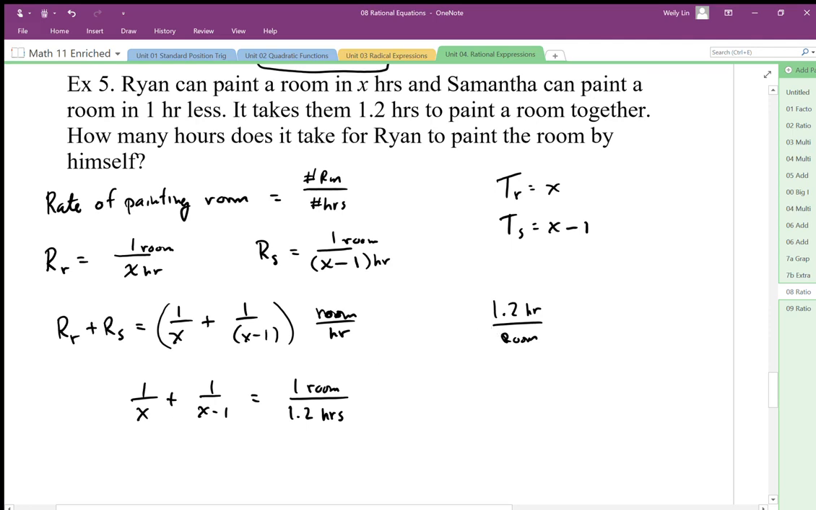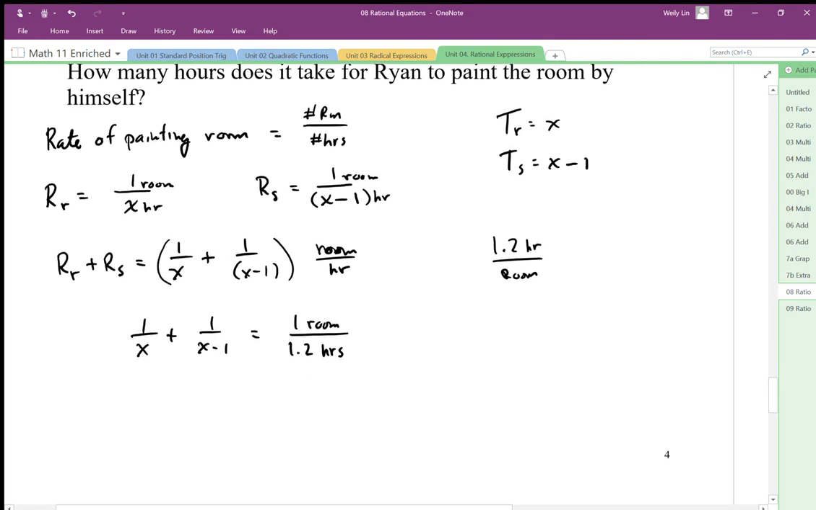Please do not flip these, because you cannot flip this, as it is not a rational expression, because it's a plus and minus. Remember, rationals are all times and divide. So we can flip the times and divide, we cannot flip the plus. So now we have our equation to solve.